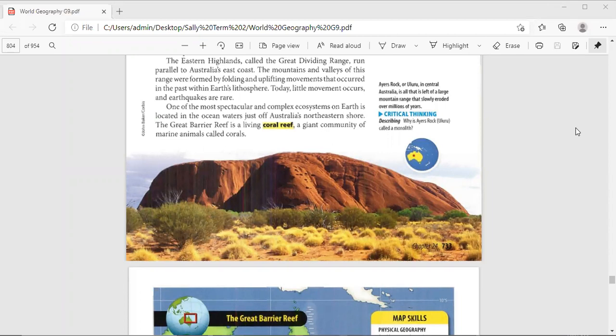Why did they call it this? Because it's sacred to many Aboriginal people. Who can describe this Uluru? Jana Gouda? Yes, miss. Can you describe it? This is the huge rock that is inside the monoliths.